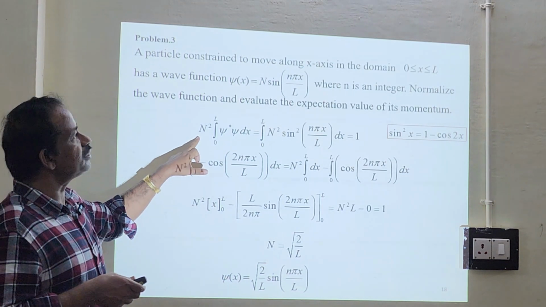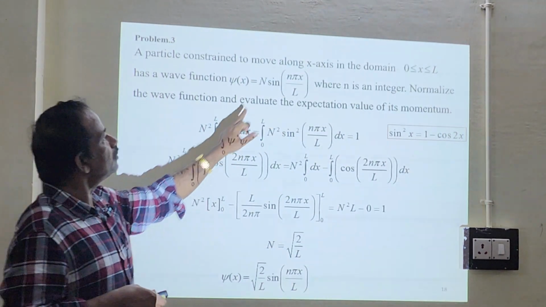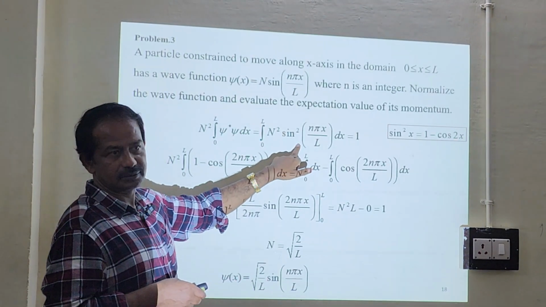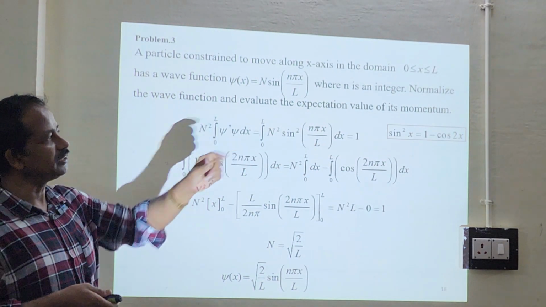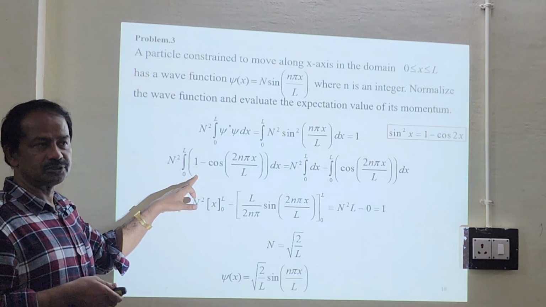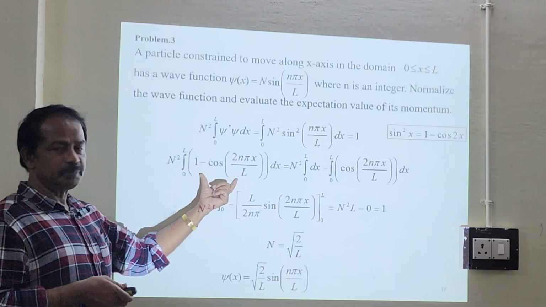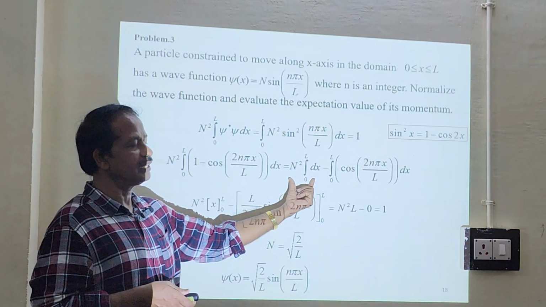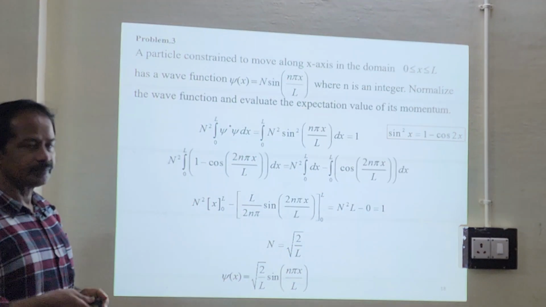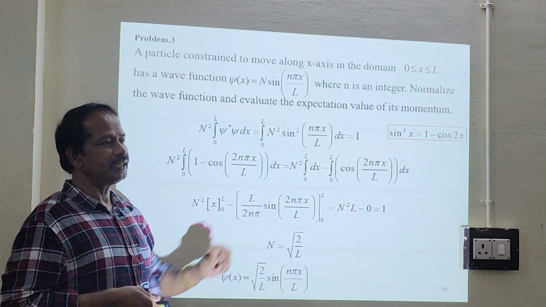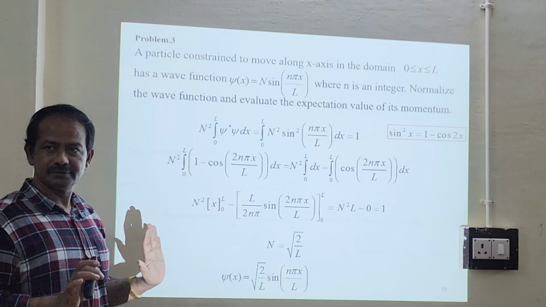So normalization is very simple, that we know already. N squared integral of psi star psi dx equals 1. So instead of that, we just substitute this wave function. That will give you sin squared n pi x by L. We know already sin squared x equals (1 minus cos 2x) by 2. So substitute the formula, 1 minus cos 2n pi x by L. So separately you can integrate. That will give you N squared integral of dx minus the second term. Very simple. When you integrate dx, that will give you x. Using the limit 0 to L, that will give you N squared L. It's a very simple one.